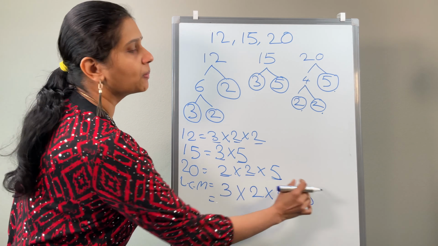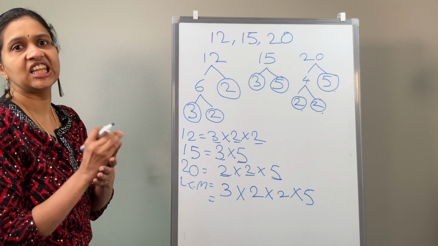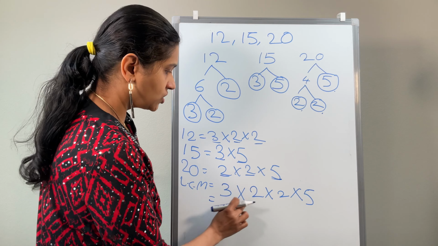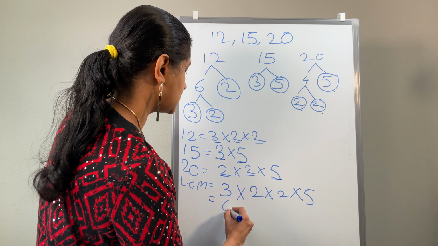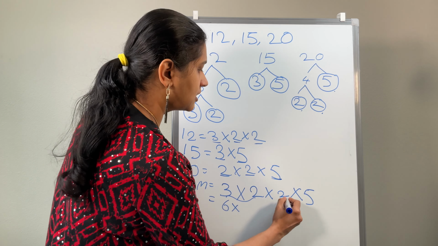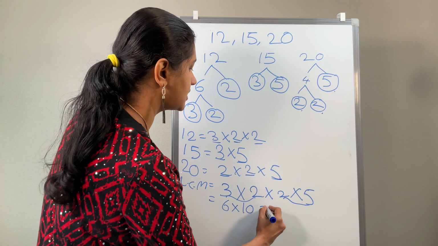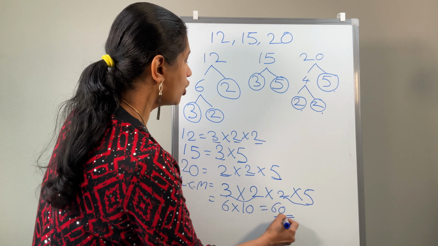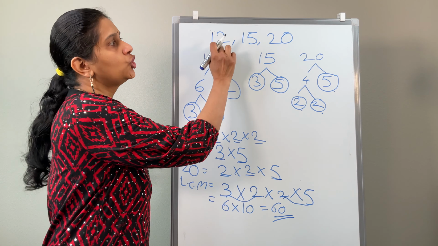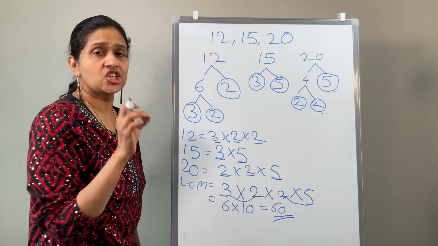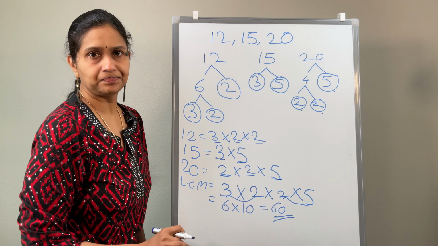Now what you have to do? You simply have to multiply that to find the LCM. So 3 times 2, it's going to be 6. 6 times 5 times 2 is 10, which is equal to 60. So what is the LCM of 12, 15 and 20? It's going to be 60.